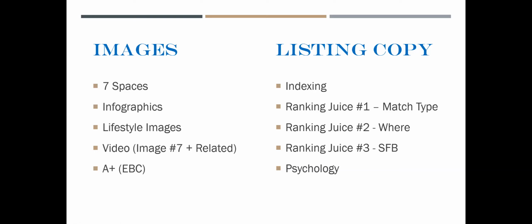Now, as far as your listing copy, there's a few things you guys need to know about. The first is what's called indexing. Indexing is Amazon's algorithm that basically scans your listing, and they will determine automatically what they think your listing is and how it's going to get credit every time you make a sale.